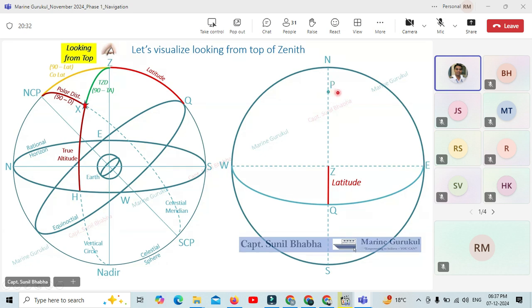Let's mark off the arc P to Z also. This is marked in yellow, exactly the same as was marked in the celestial sphere diagram. So you see P to Z was marked as yellow, and it has been marked as yellow in the rational horizon diagram as well. This is equal to 90 minus latitude, or equal to the colat.